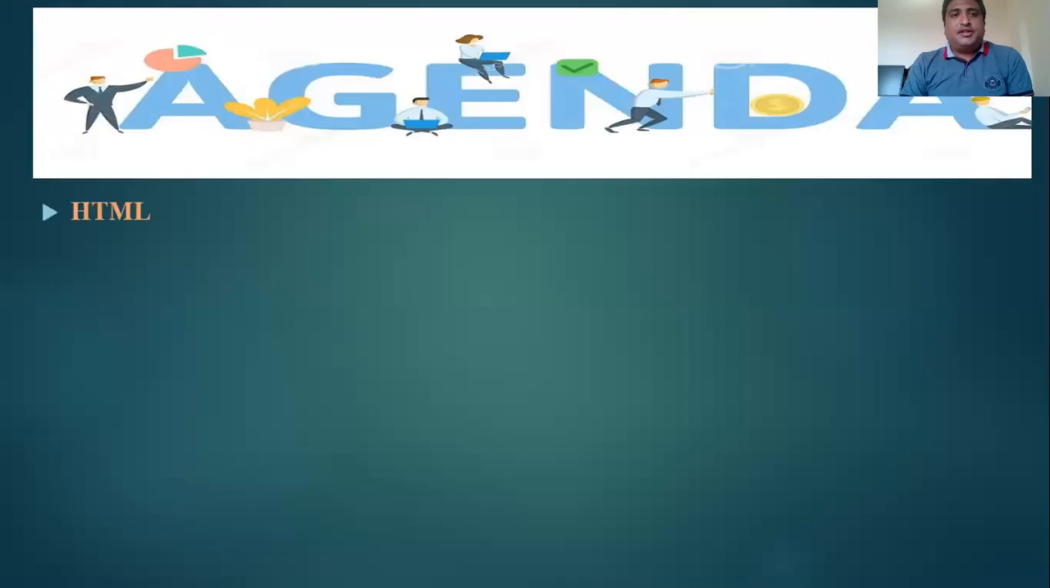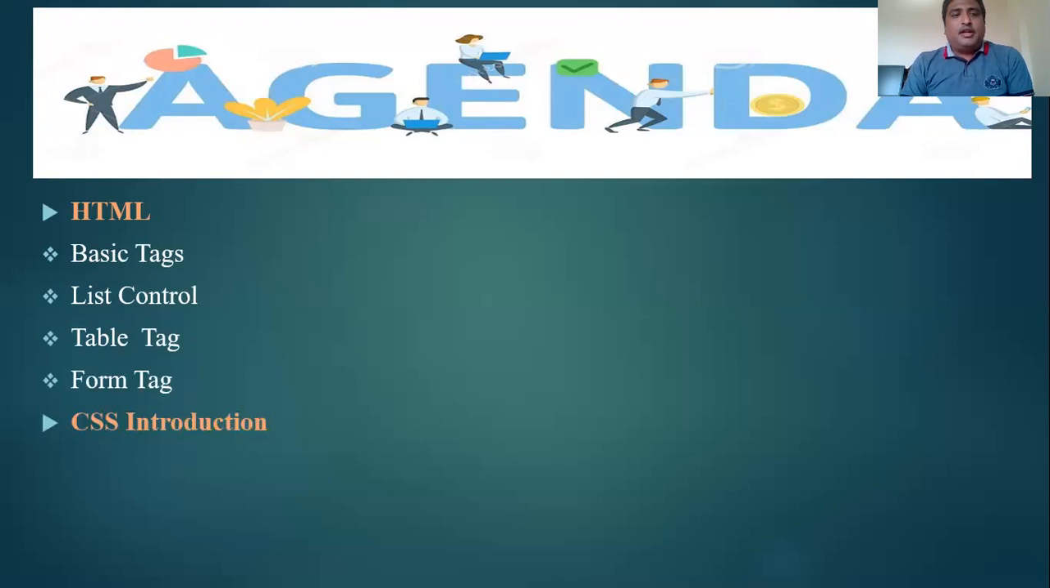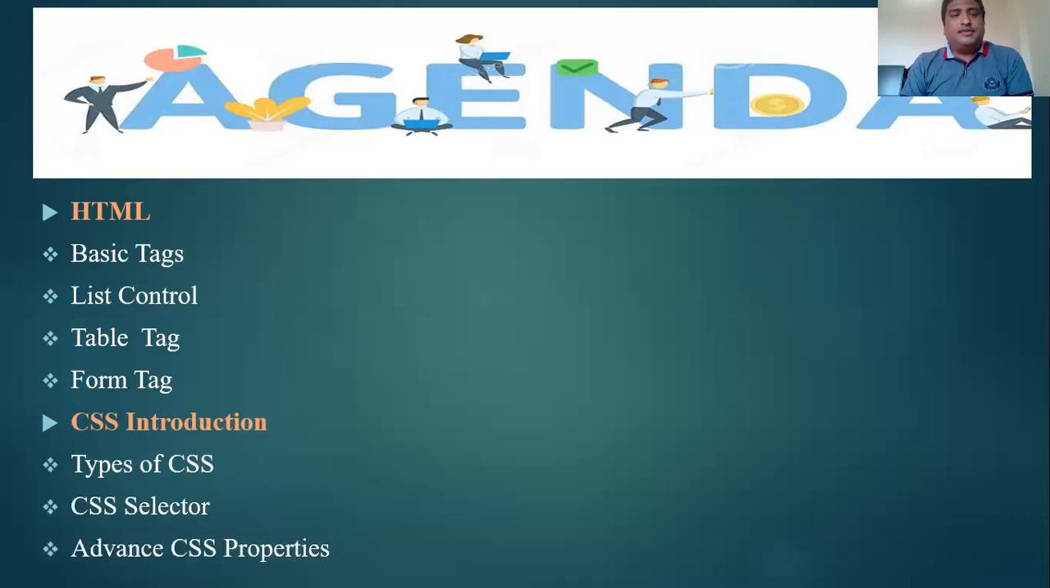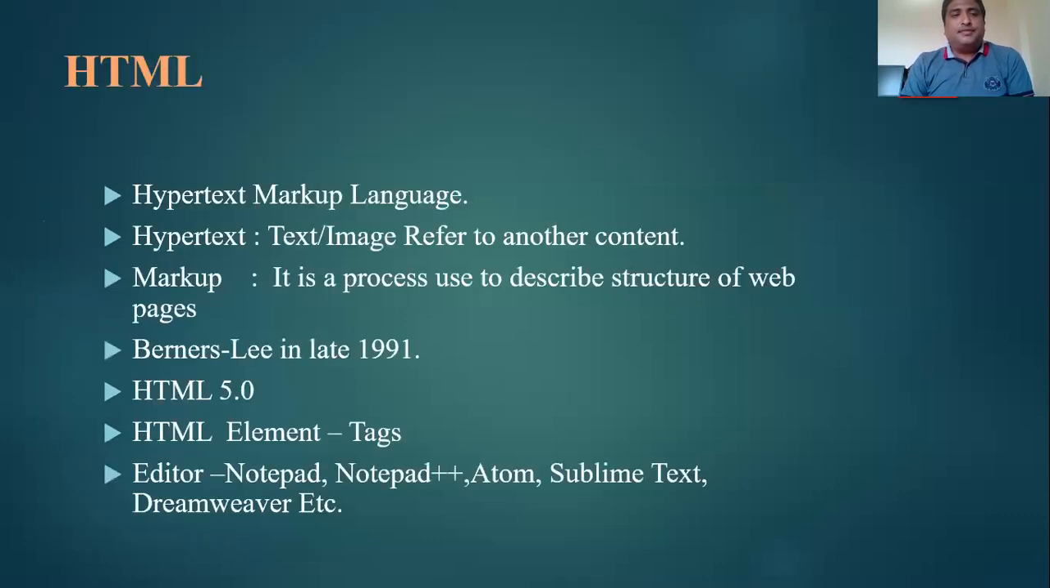This is our today's agenda. In that, we are going to see HTML. In HTML: basic tags, list controls, table tag, form tag, and another topic is CSS. In that we are going to see the types of CSS, CSS selector, advanced CSS properties.